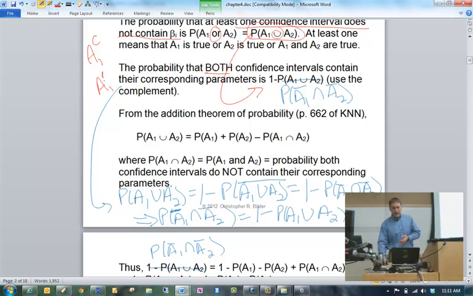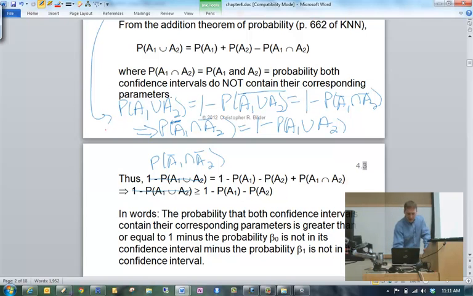So what that means for us is that the probability of A1 complement intersect A2 complement is equal to 1 minus the probability of A1 union A2. Again, remember what this part here means: one interval contains beta 0, and the other interval contains beta 1. Please note again the change on page 3.